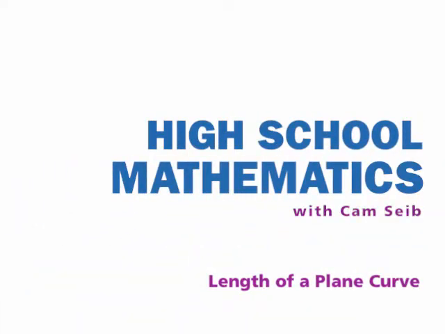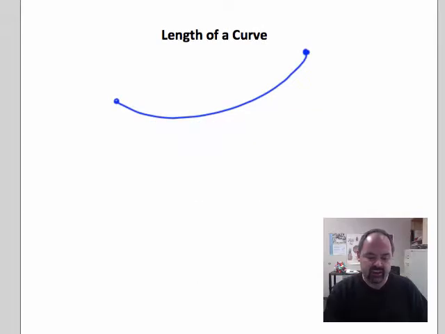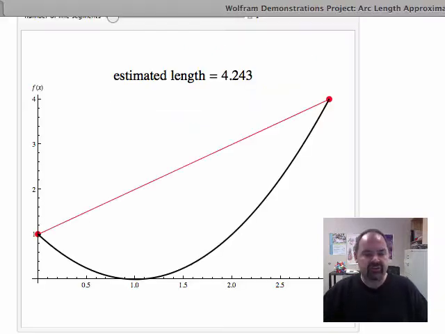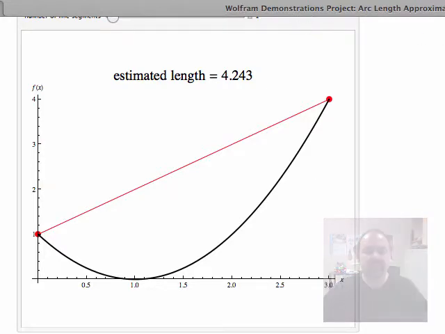So the next thing I want to take a look at is how to calculate the length of a curve, something that's not a straight line. And to develop that idea, we're going to start by looking at this demonstration from the Wolfram Alpha demonstration site. And we have a curve that we want to find the length of.